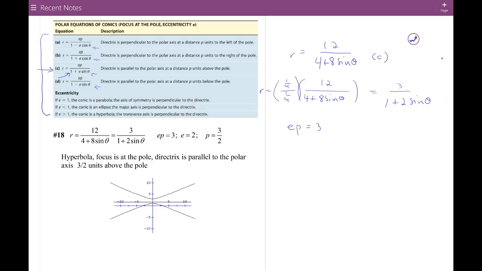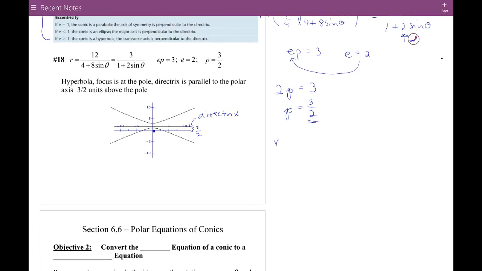So the product of e and p is the numerator, 3. And then we look down here between the plus and the sine theta to find the e. So e is 2. Then we're going to substitute that into the formula for ep to solve for the p. And now we're reading on C. It says the directrix is parallel to the polar axis. So that's going to be horizontal. And it's a distance p, 3/2, above the pole. So here's the pole. Here is the directrix, parallel to the polar axis, a distance of 3/2 above the pole.